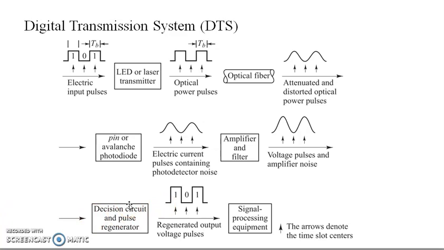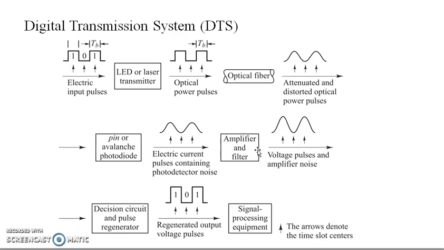And a filter is used to minimize the effects of inter-symbol interference. Otherwise, 1 and 0 will overlap. So we use a filter to minimize the inter-symbol interference, and this filter reshapes the pulses. You can call it pulse equalization, so whatever pulse spreading occurs inside the system can be removed by this amplifier filter.